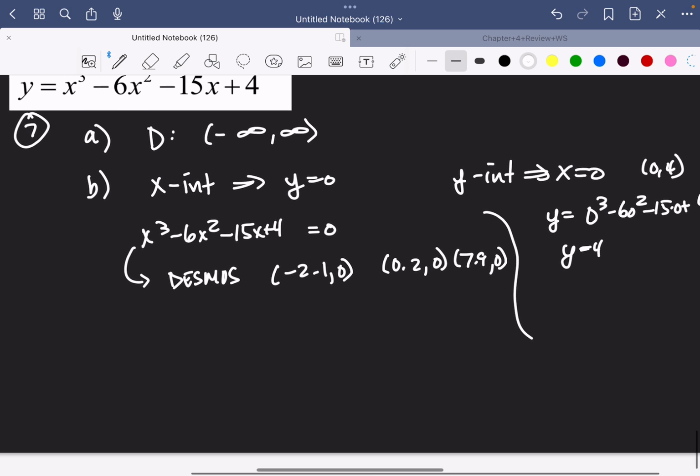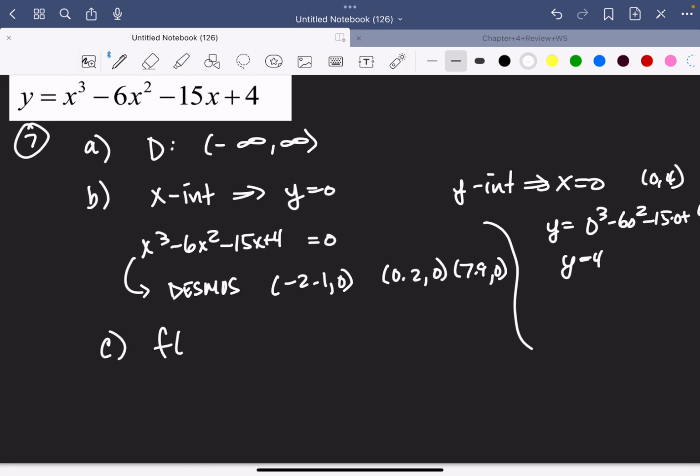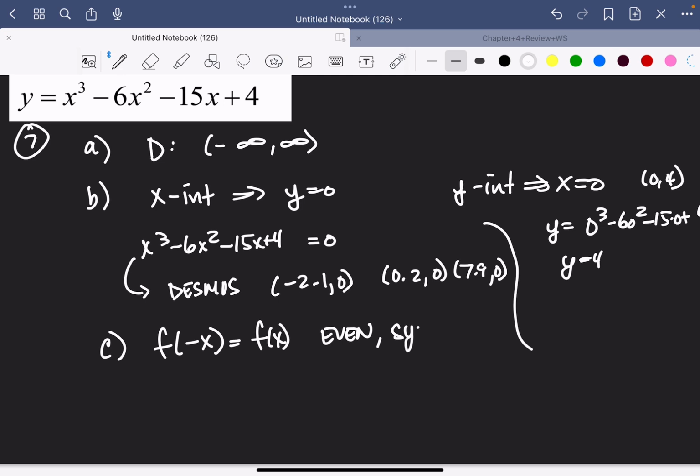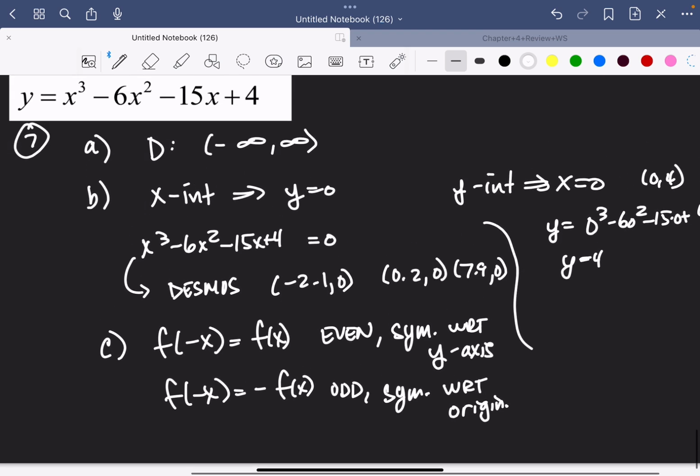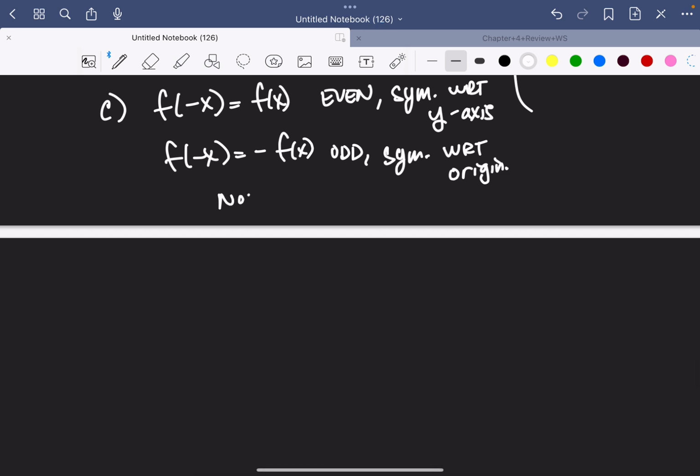Then if we look for symmetry, again, the idea is you take f of negative x, and if you were to get f of x, then it's an even function, which means symmetric with respect to the y-axis. And if you plug in negative x and get negative what you originally had, your function is odd, and it is symmetric with respect to the origin. With respect to the origin. So here we have no symmetry. So here there is none.